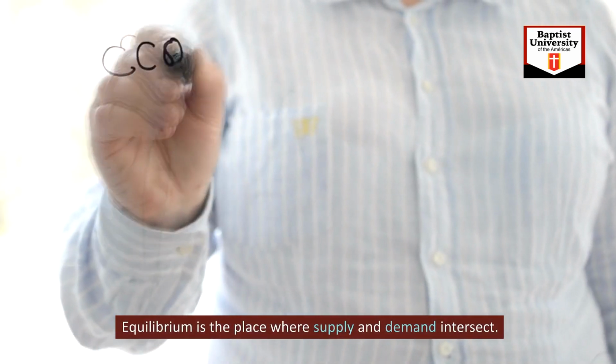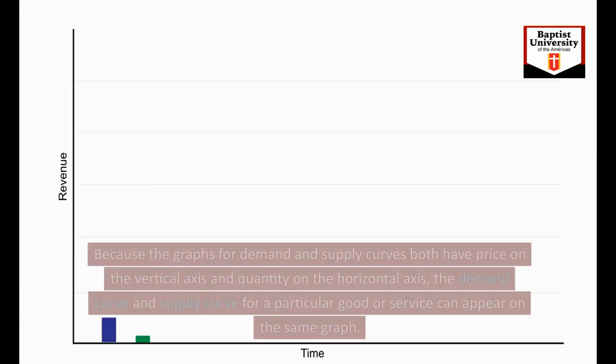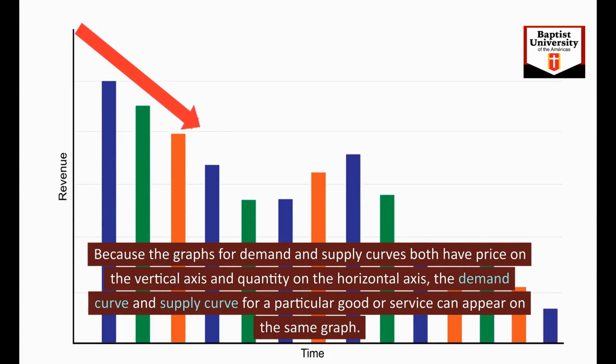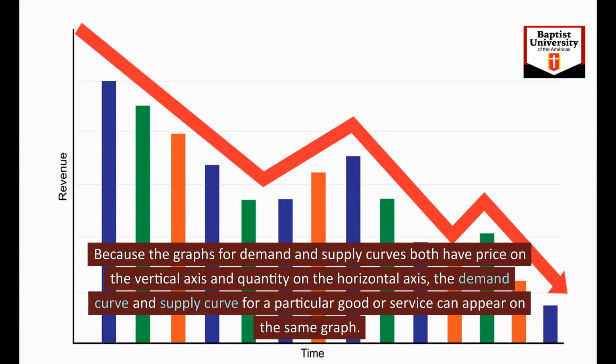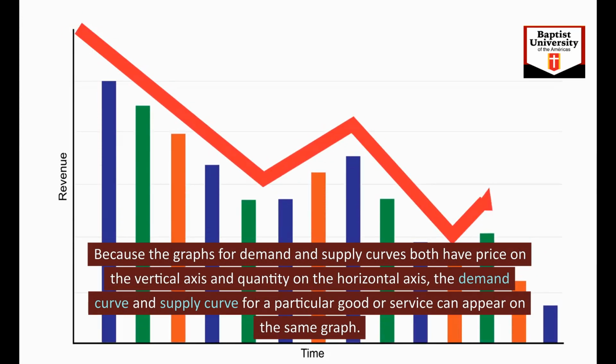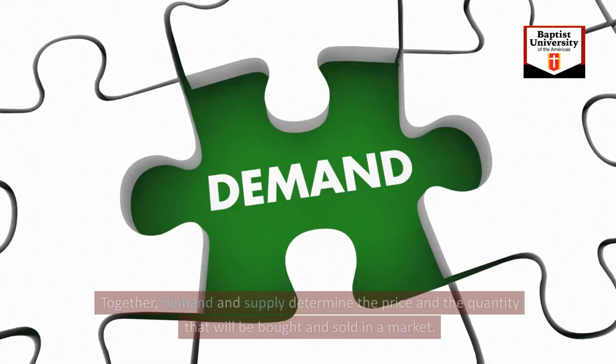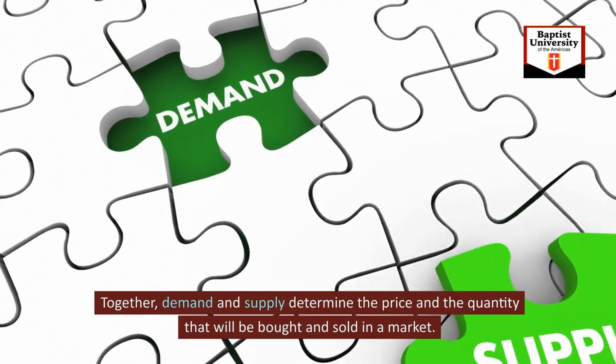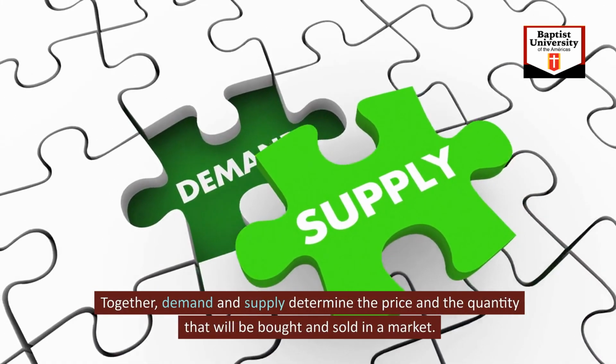Equilibrium is the place where supply and demand intersect. Because the graphs for demand and supply curves both have price on the vertical axis and quantity on the horizontal axis, the demand curve and supply curve for a particular good or service can appear on the same graph. Together, demand and supply determine the price and the quantity that will be bought and sold in a market.